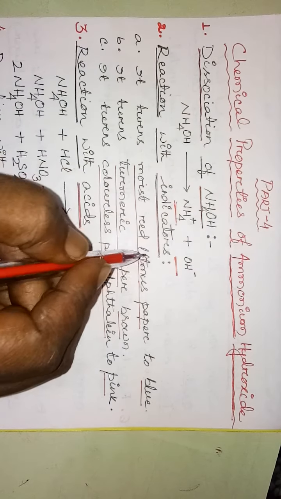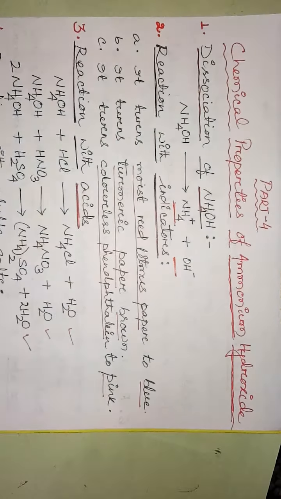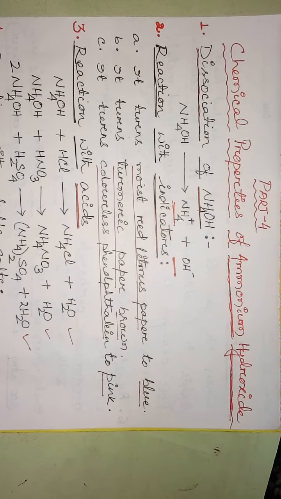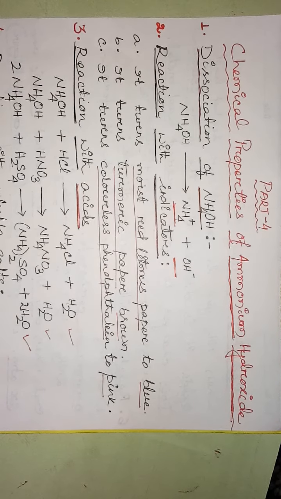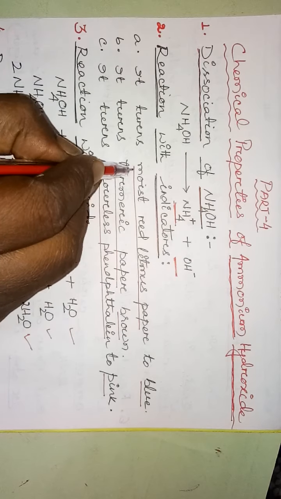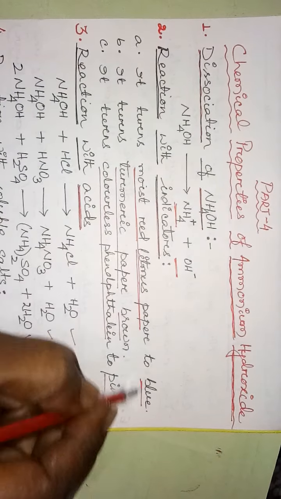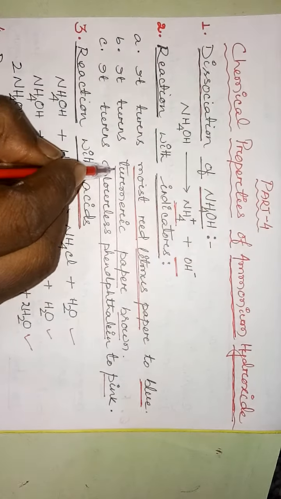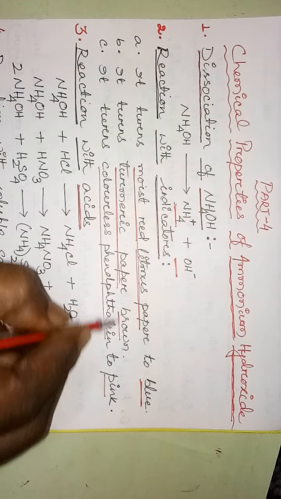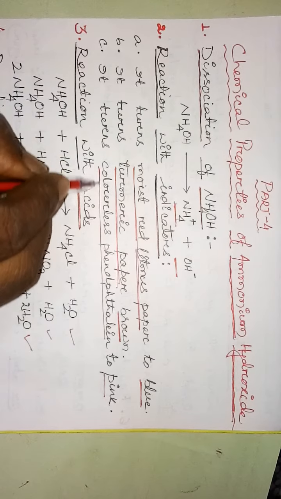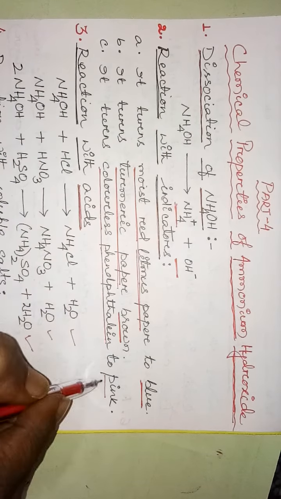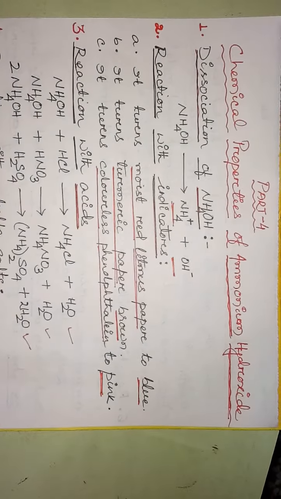What are the changes in the common indicators when ammonium hydroxide is treated? As we have discussed earlier for alkalis, ammonium hydroxide also changes red litmus paper to blue, turns turmeric paper to brown, and turns colorless phenolphthalein to pink, like your bases.